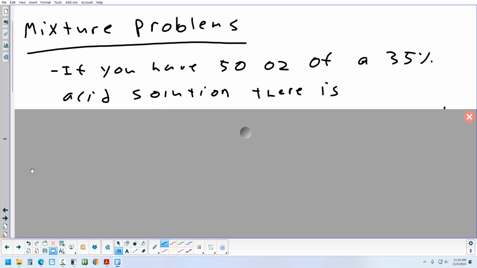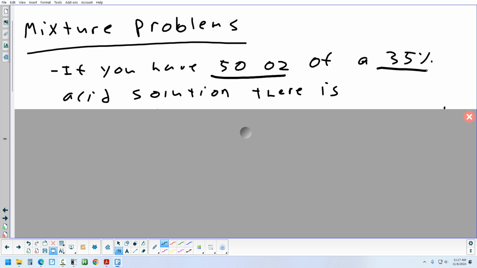So first thing we have to understand is what does it mean when they give you a mixture that's a certain percentage? So let's say that you had a container in front of you of 50 ounces of liquid. And I said that out of that 50 ounces, 35% of it was acid. So not all 50 ounces are acid. That'd be 100% solution. Only 35% of the 50 ounces is acid. Maybe the rest is just water. How would you figure out how many ounces of acid are there in the solution if only 35% of it is acid?